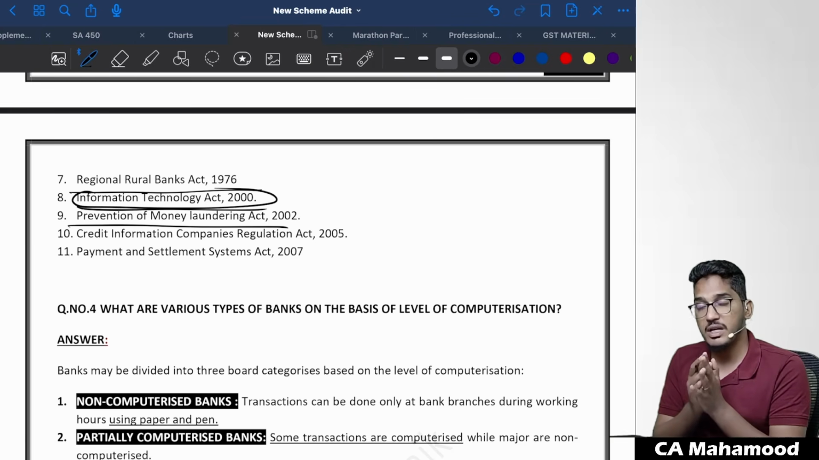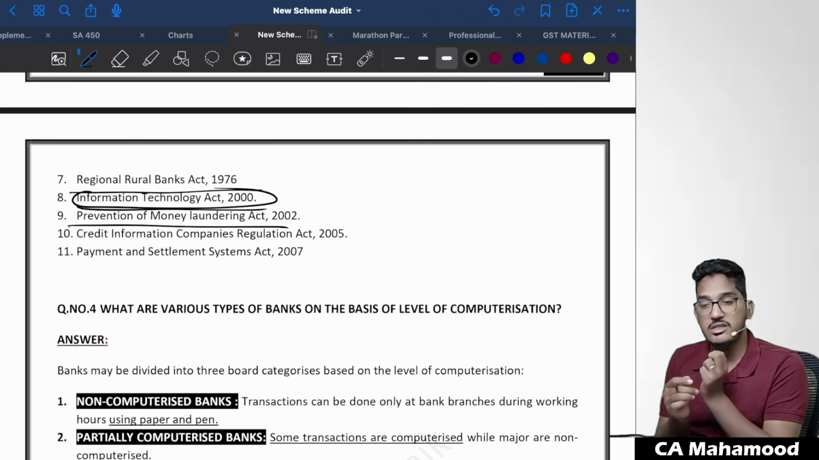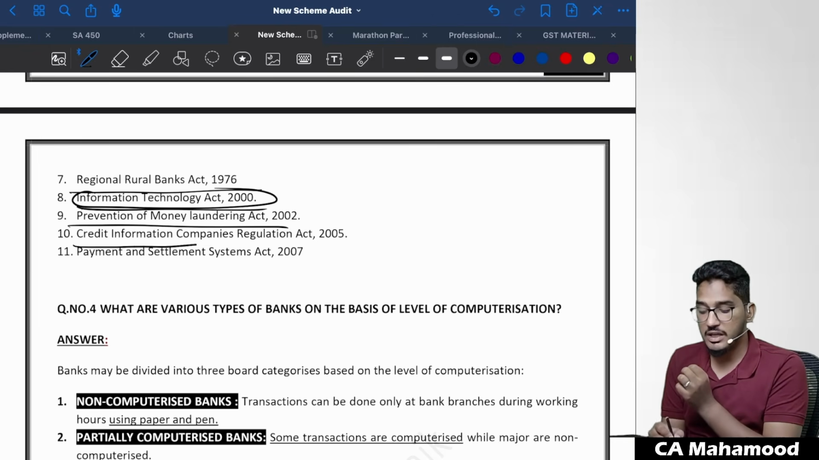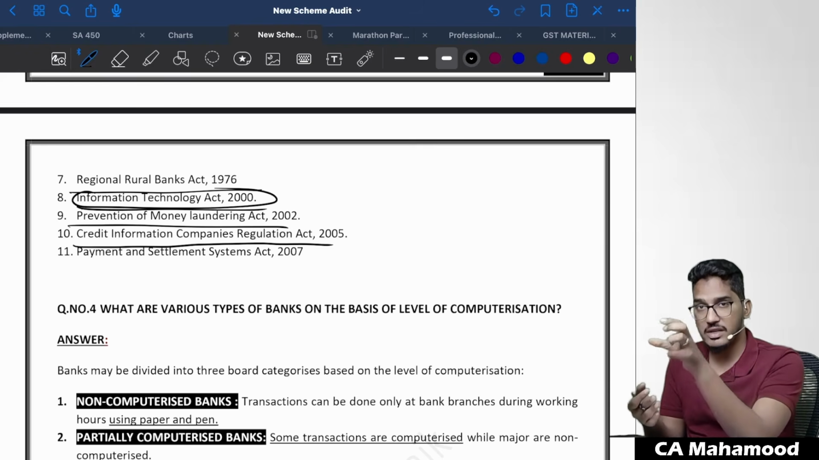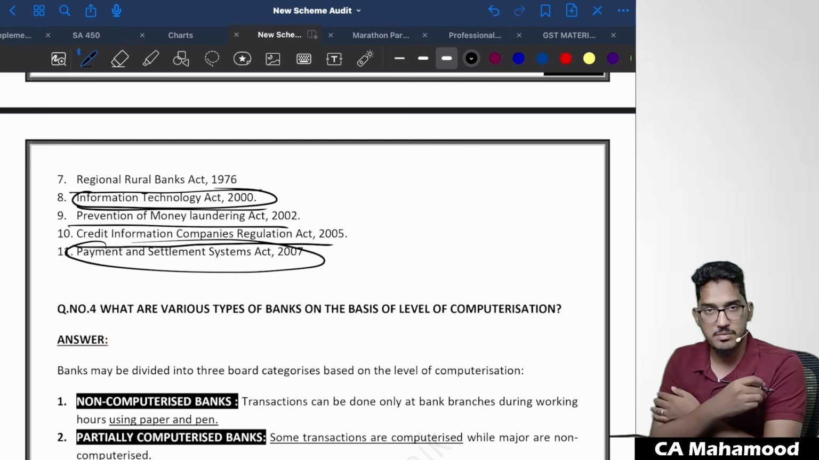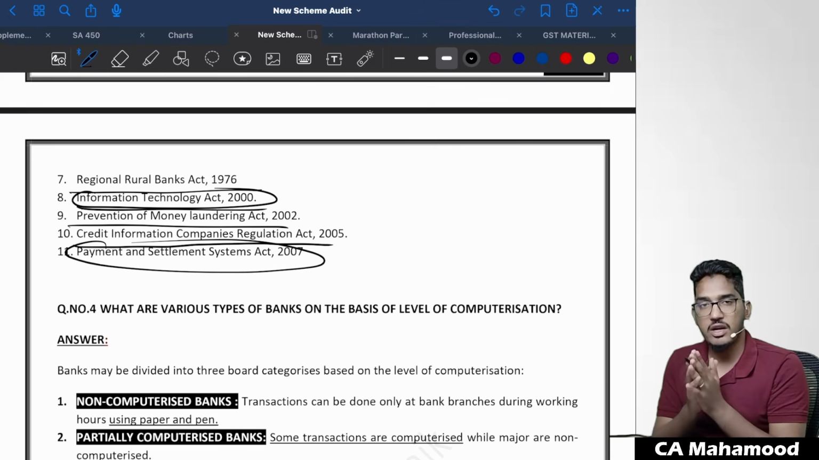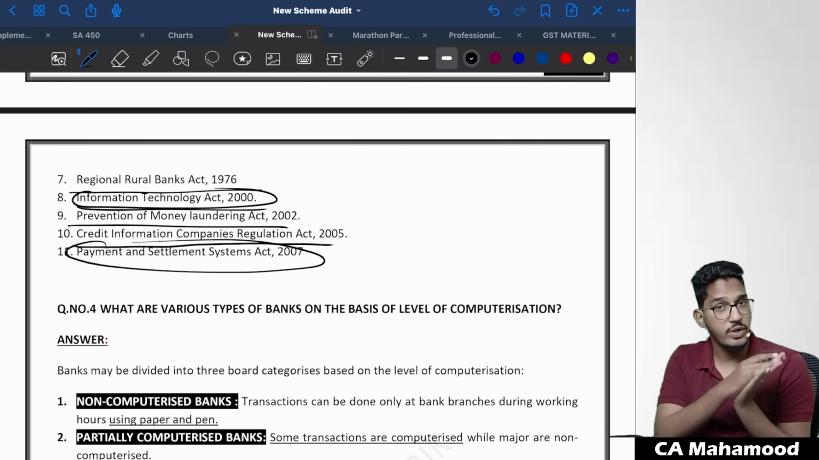Nothing but banks should be prevented from doing Hawala transactions and all. To punish the banks in these cases, even the PMLA Act is also there. Credit Information Companies Regulation Act: today banks are offering credit scores and all. To regulate that credit score mechanism, we have this Credit Information Companies Regulation Act, and even the Payment and Settlement System Act. So like this, banks are required to work under a strict regulatory environment. These many laws and regulations the banks have to comply with as a part of their day-to-day operation.